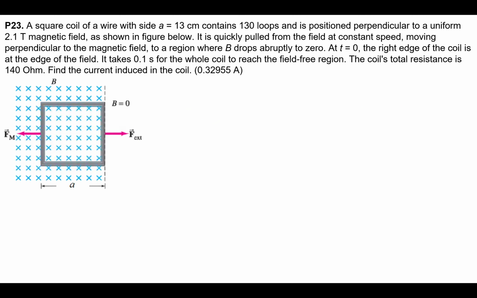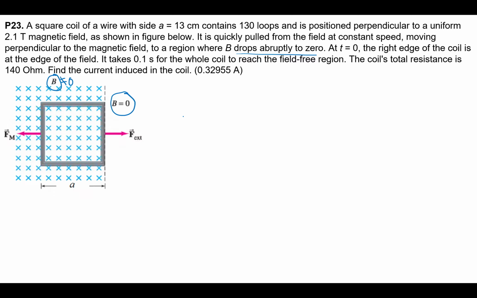Now let's try to find out another problem. So now we have a square coil, and the number of loops is also given. It is quickly pulled from the field at a constant speed, moving perpendicular to the magnetic field to a region where B drops abruptly to 0. So there is a B equal to 0 region, a B non-zero region, and the coil is moving into this one.